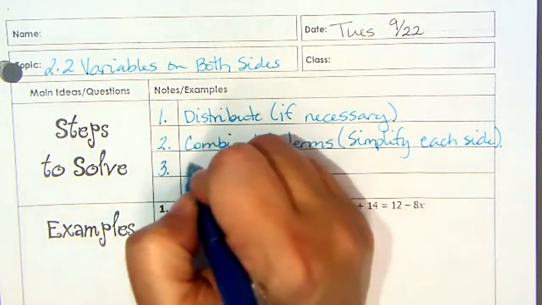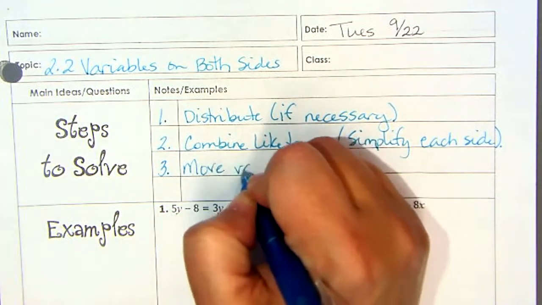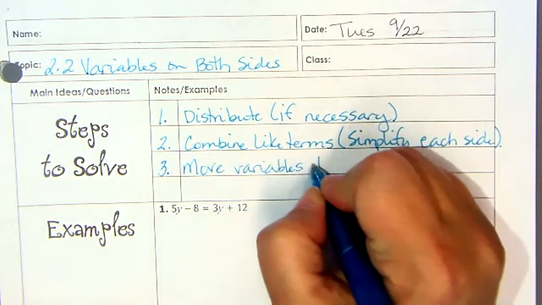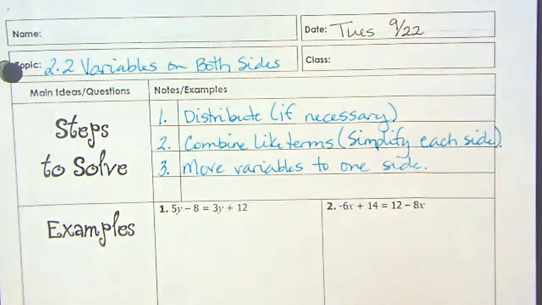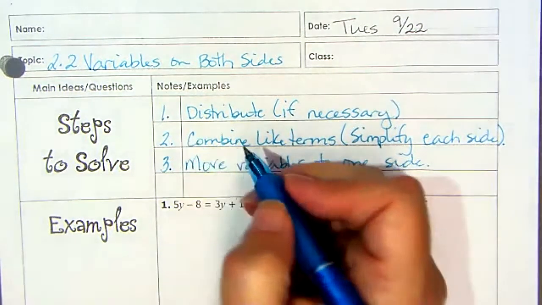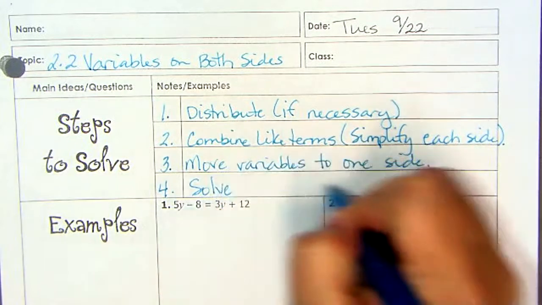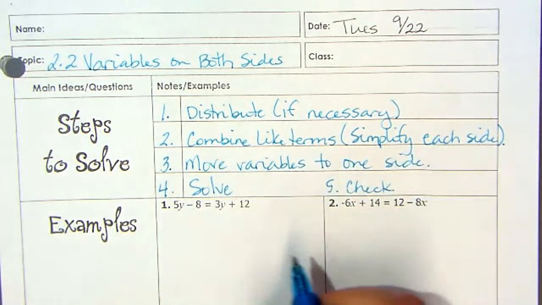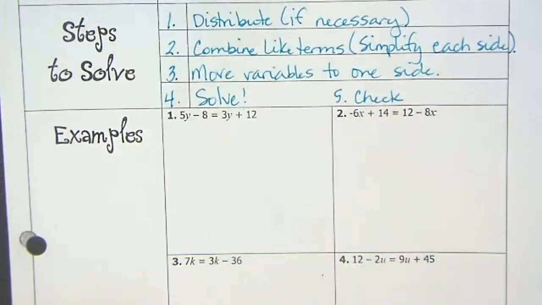Step 3, now we move variables to one side. It doesn't matter which side, you just choose which side to go to. Step 4, solve, and then step 5 would be to check. Here we go. Now we work some examples.